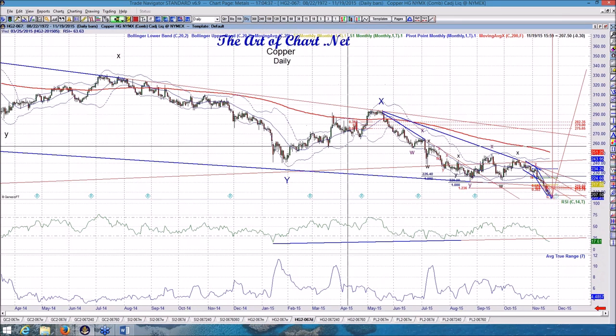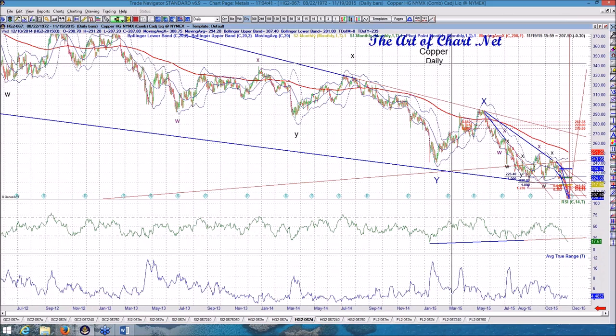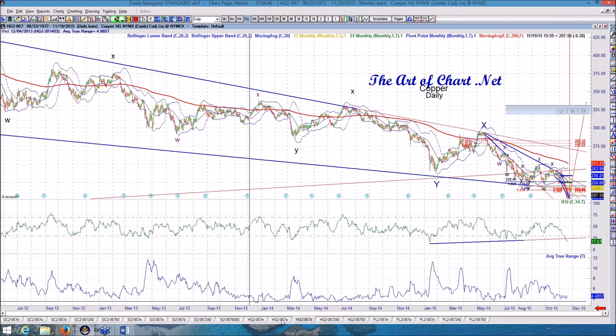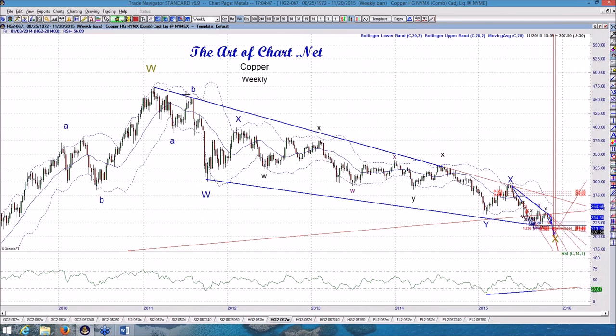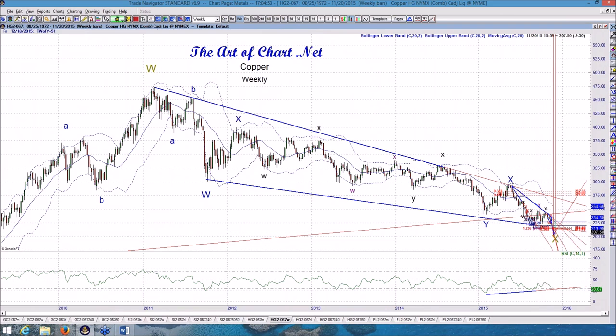Here's my copper daily. Let me just scrunch this in a little bit. Let me go to a weekly. A weekly is probably easier. Okay, look at the weekly. We have this falling wedge. Now, a falling wedge is definitely going to break to the upside.